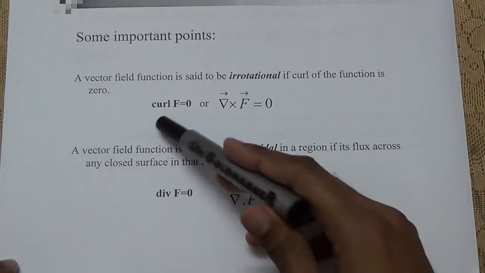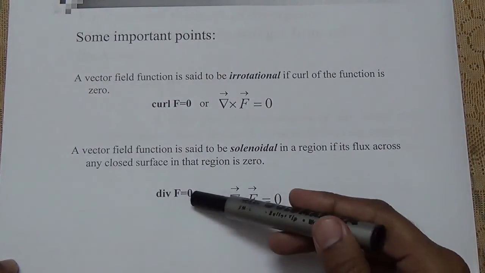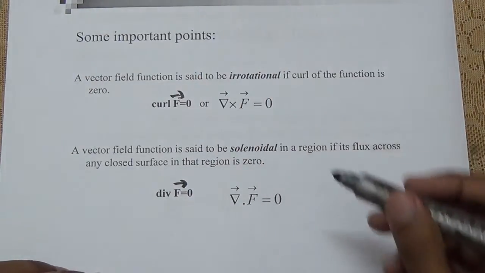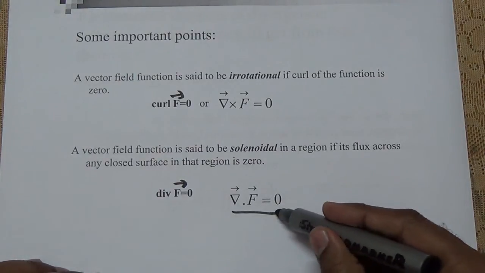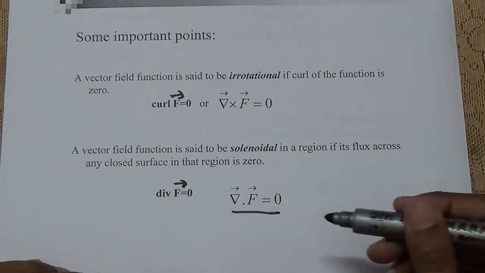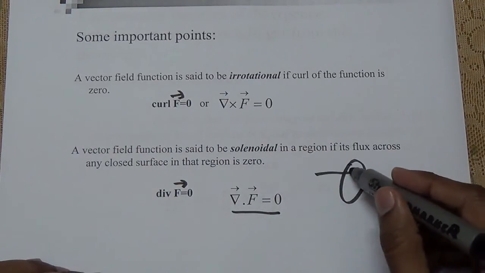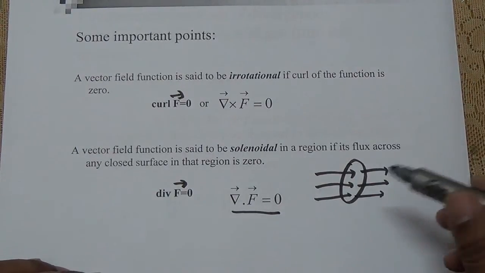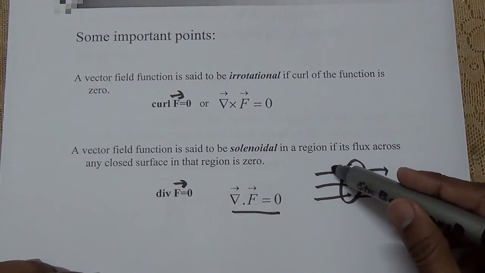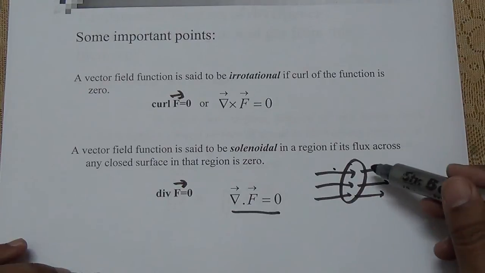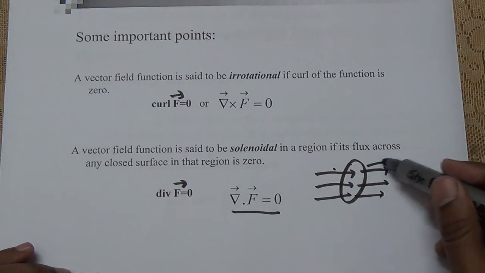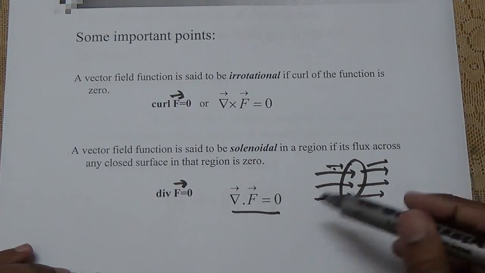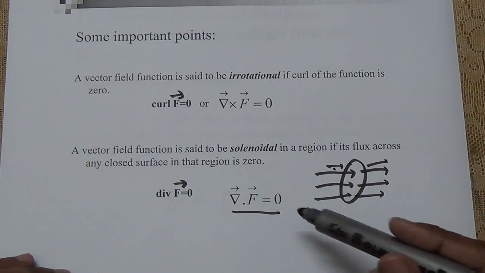Irrotational field: when curl F is equal to 0. Now if the divergence of any vector field function is equal to 0, you have seen this example. Where is the divergence 0? When you are using a closed surface and the flux which enters through the first face is equal to the amount coming out from the other face. That means divergence F is equal to 0. So it is like a solenoidal field.